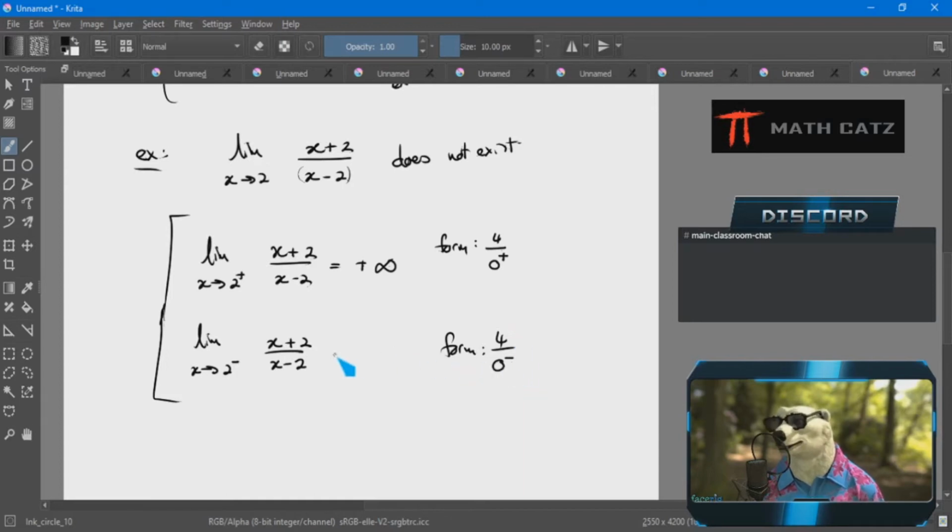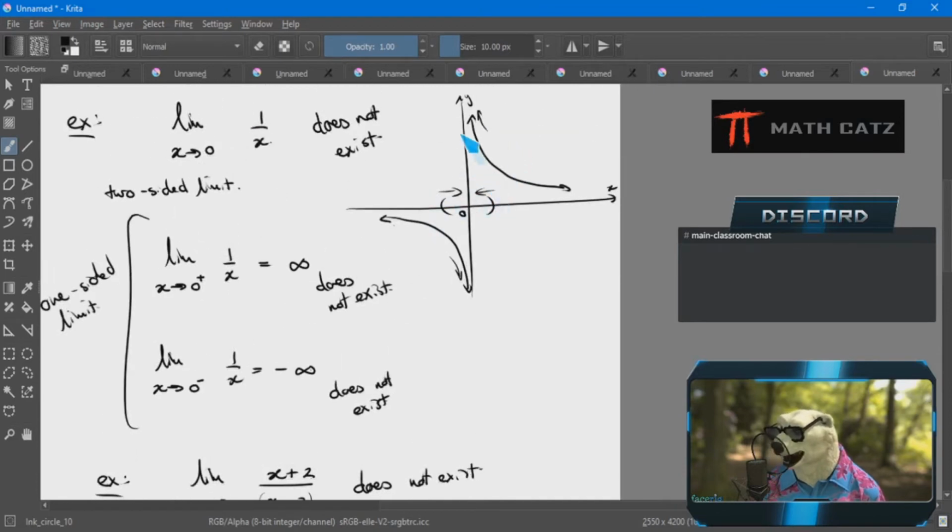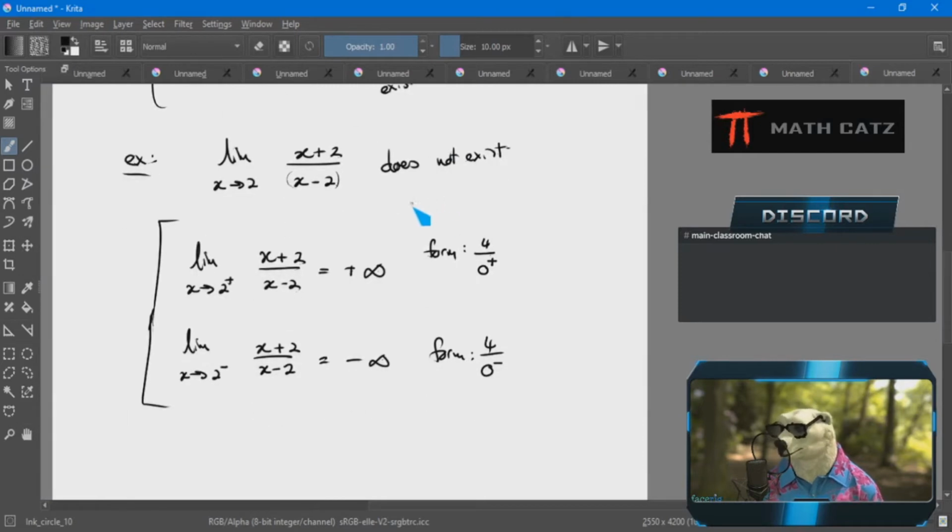Positive number, negative number: negative infinity. Which is why I said something similar is happening here. See, on either side, it's a different infinity. It's my vertical asymptote, which is why the two-sided behavior is not consistent, and I can't say anything.